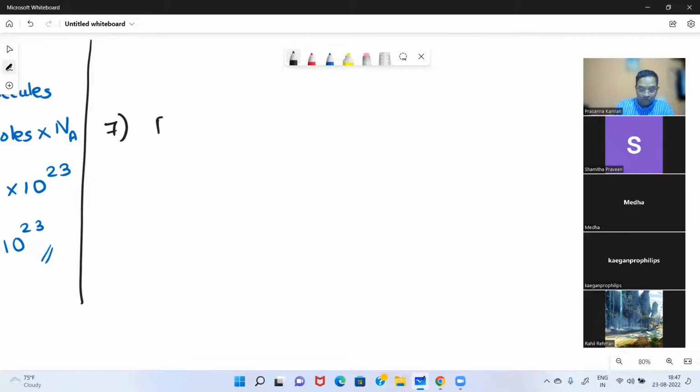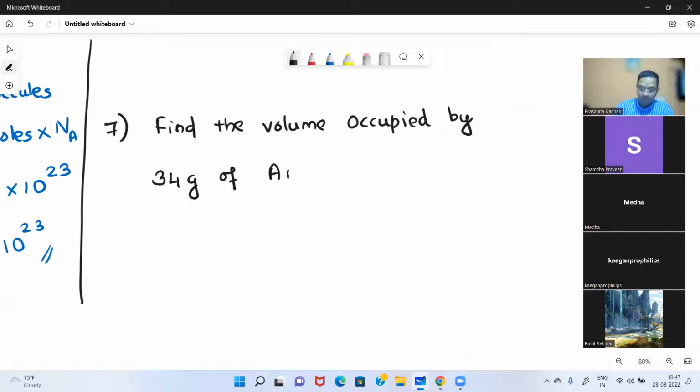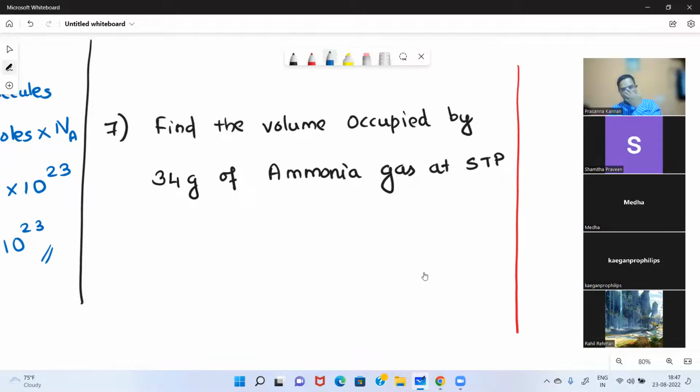Okay. Find the volume occupied by 34 grams of ammonia gas at STP. Okay. So always I said, if you keep your answer in number of moles, then it's very easy to find out the volume or mass, everything. So first step is to find out the number of moles.